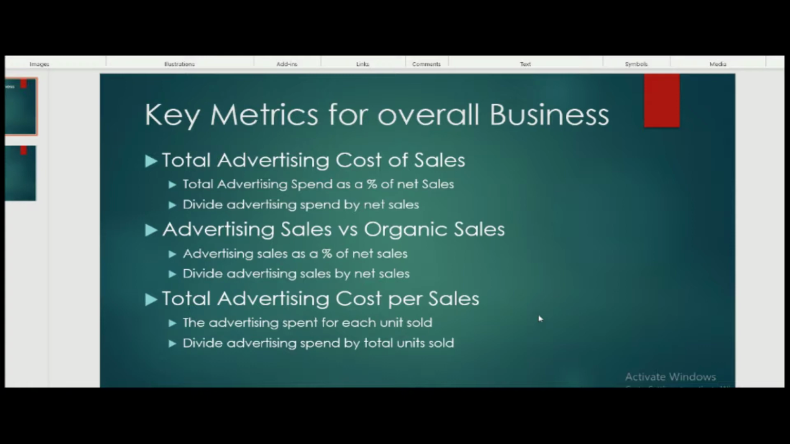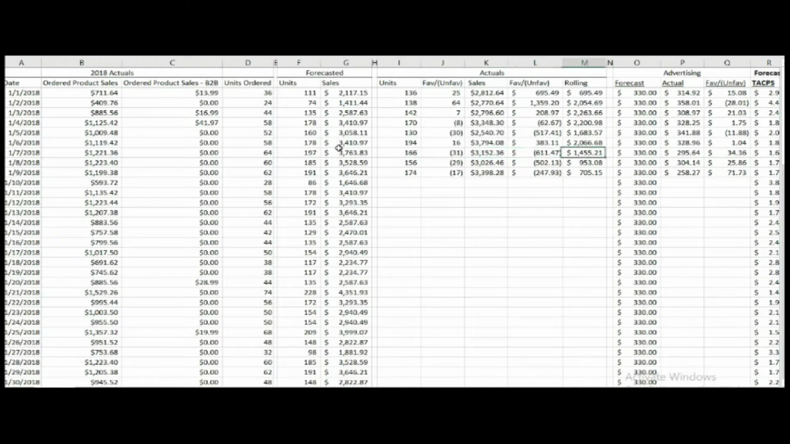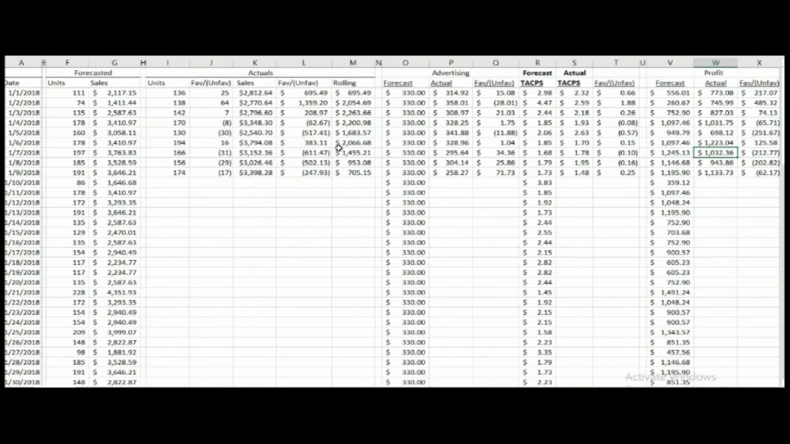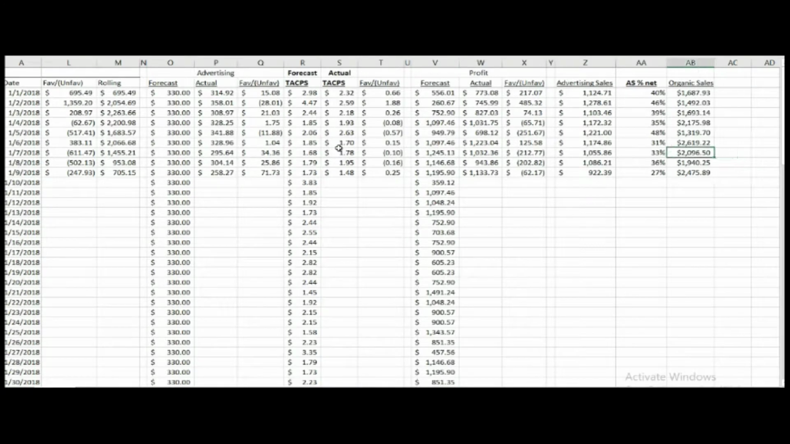These are the main metrics that we use to really see how well our business is doing, not just for advertising, but also organically as well. And I'm going to pull up my daily spreadsheet that I keep. I just update my overall sales dollars and my advertising spend daily.